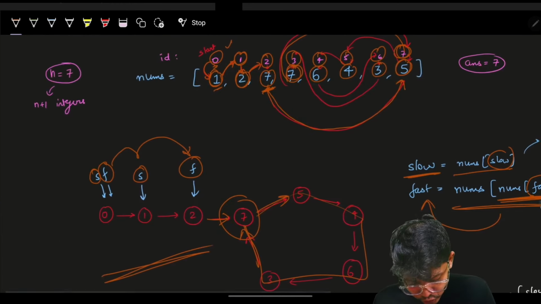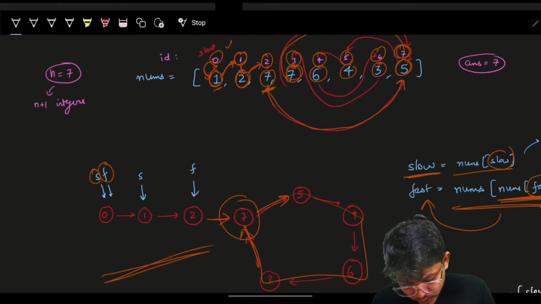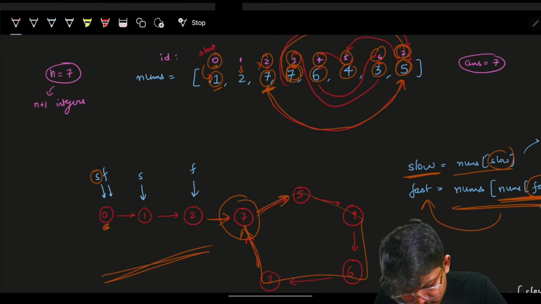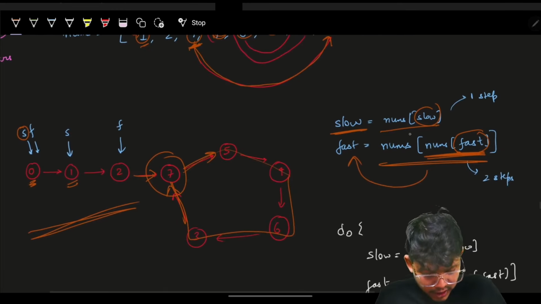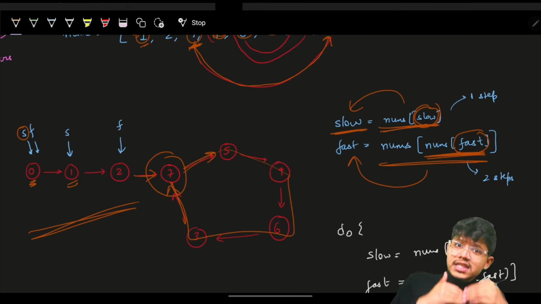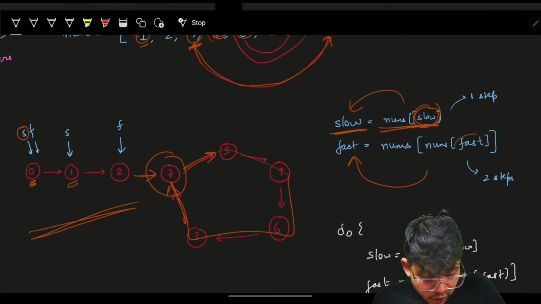So you saw, if my slow is 0, as you can see, I'll just erase this entire thing. Slow is 0, so that nums value is 1, which means the next step is 1. Slow value is 0, nums value of that is 1, so slow is now 1. One step movement.